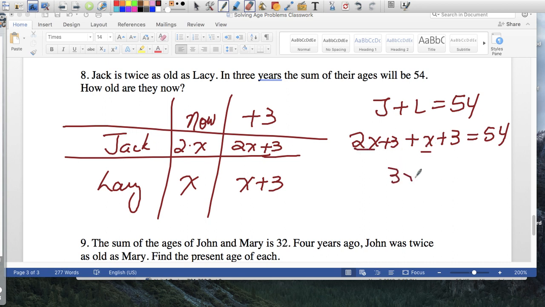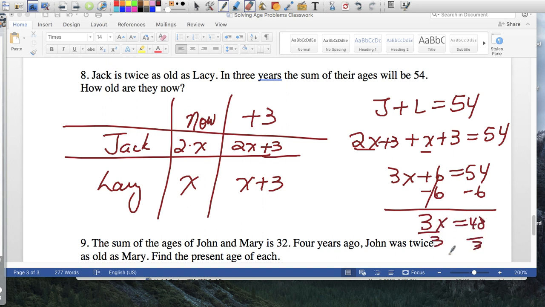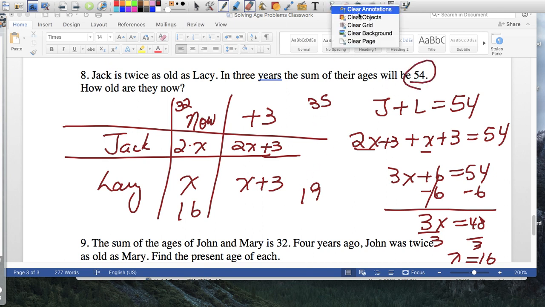2x and x is 3x. 3 and 3 is going to be 6. 54 minus 6, minus 6. 3x equals 48. Divide by 3, divide by 3, x equals 16. So that means Lacey is 16 and Jack is 32. 3 years from now, Jack's going to be 35 and Lacey's going to be 19. And is 35 plus 19, 54? Yes, it is.